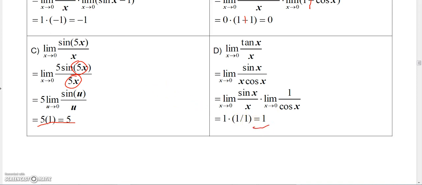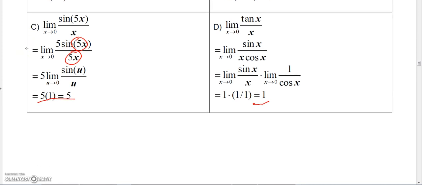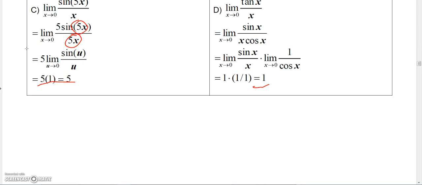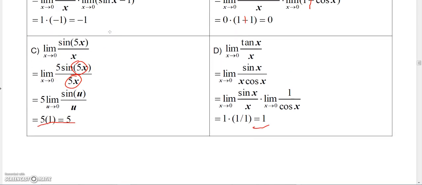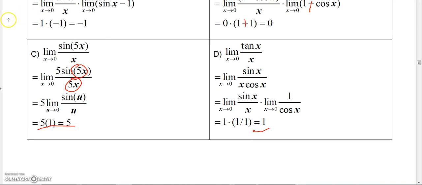And so that ends this video on the replacement theorem. And in the next video, I'm going to talk to you about one-sided limits. So I'll introduce that concept in the next video.